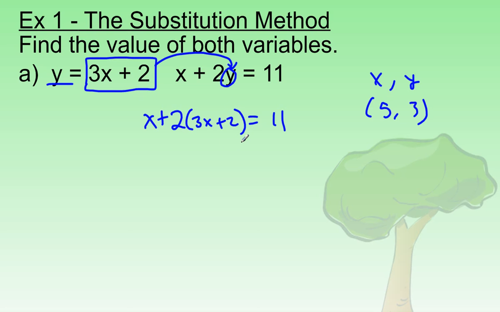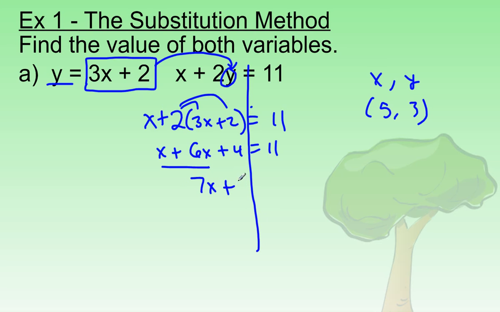And look what I have now. I have an equation with one variable, so I can solve this. I can find out what that x is. That x might be equal to 8, and that's awesome. So let's do that. Let's distribute here. That would be 6x plus 4 plus x. I'm solving here, so I'm going to combine like terms: 7x plus 4 equals 11.